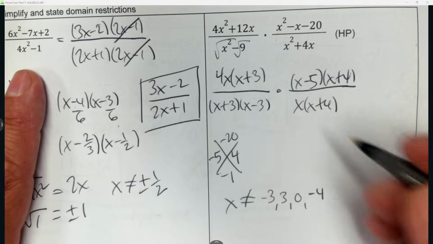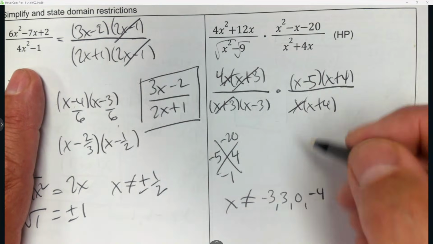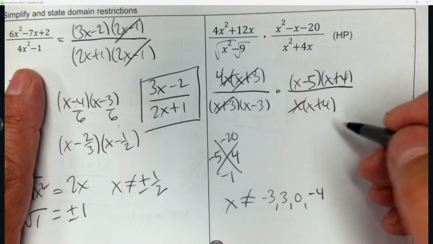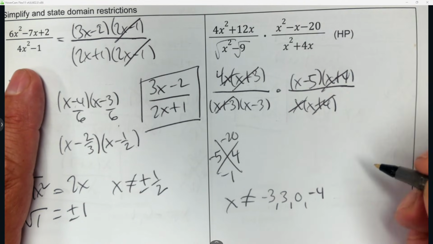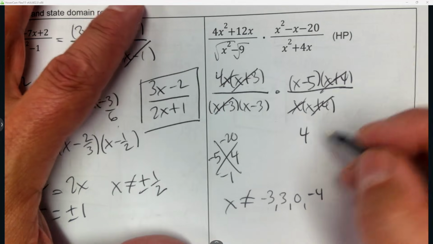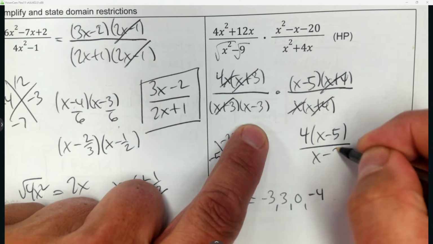The numbers x cannot be from the denominator are negative 3, positive 3, 0, and negative 4. And then we can match and cross out. So x plus 3 matches, x matches, don't forget that one. Anything else? x plus 4. I knew there was another one. So we have 4 that did not cross out, x minus 5, and then in the denominator, x minus 3.